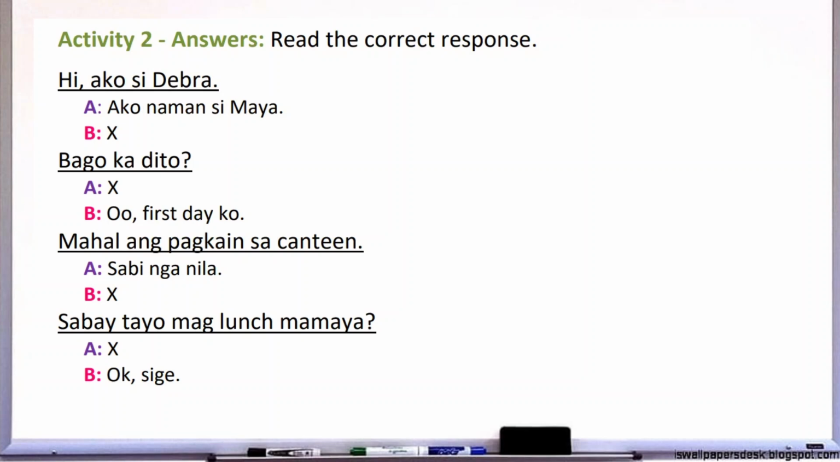So, hi, ako si Deborah. Bago ka dito? Mahal ang pagkain sa kantin? Sabay tayo mag-lunch mamaya?